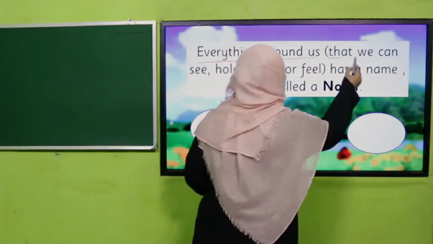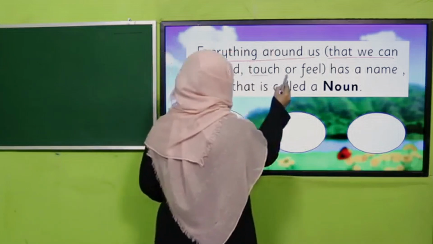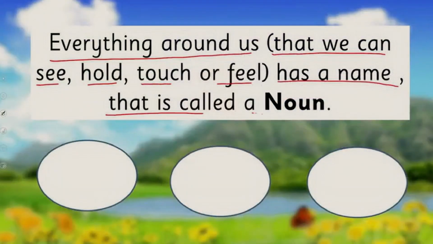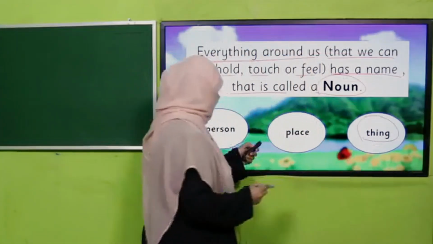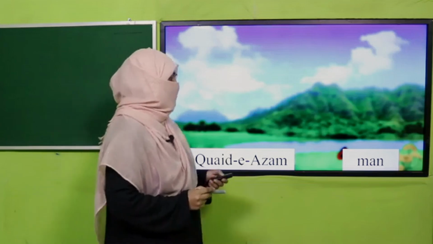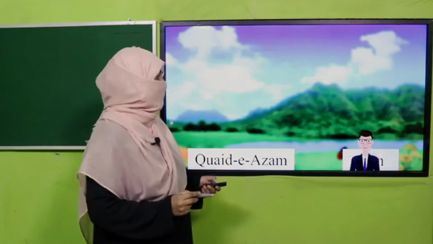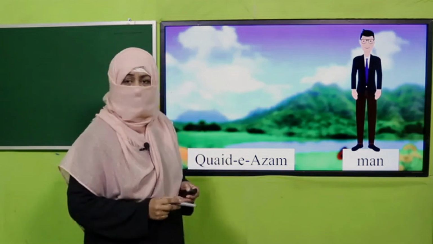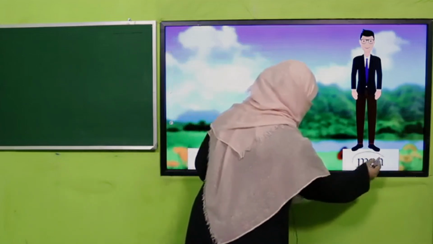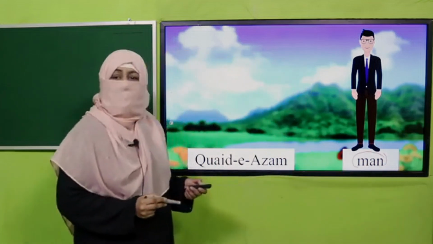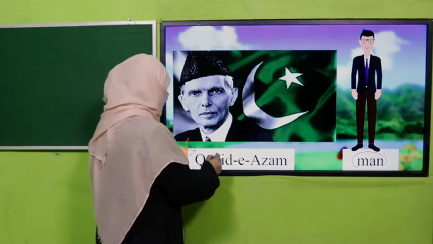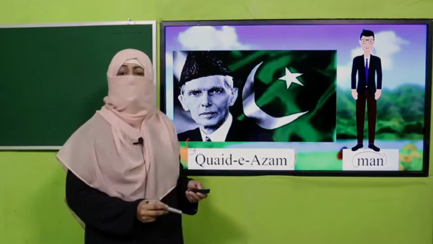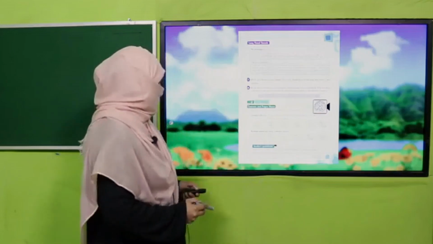Everything around us that we can see, hold, touch or feel has a name, and that is called a noun. And this noun refers to a person, place or thing, and thing includes a lot of things we already know. And when a noun refers to a person in general, that is called a common noun, man. But when I say Qaid-e-Azam, it refers to a specific person. That's why it's called a proper noun. This we already know. So let's see what your book says about it.